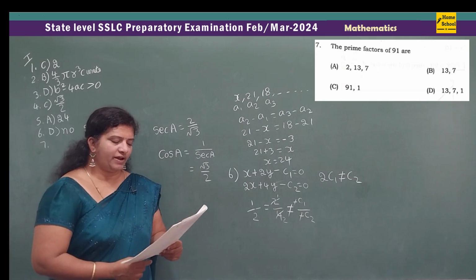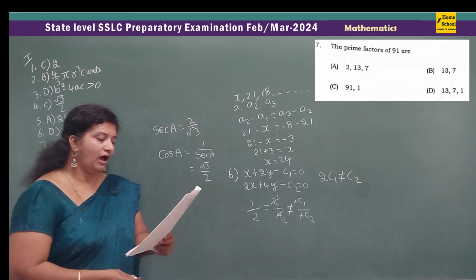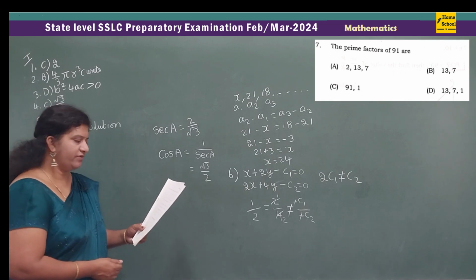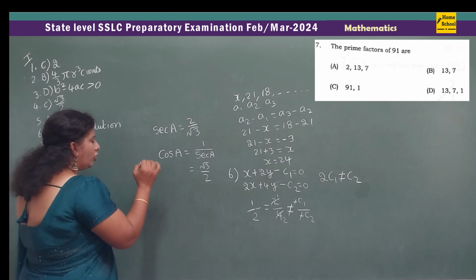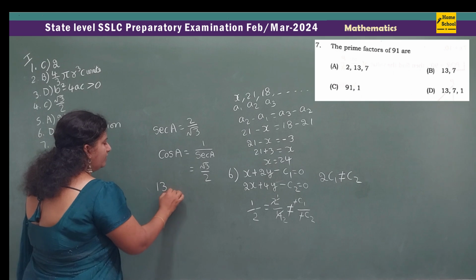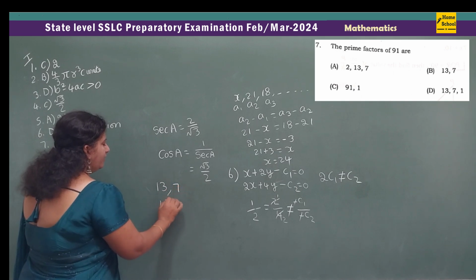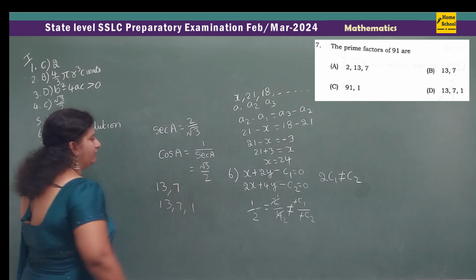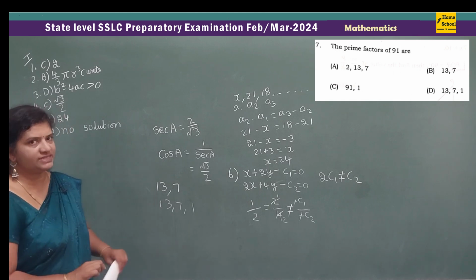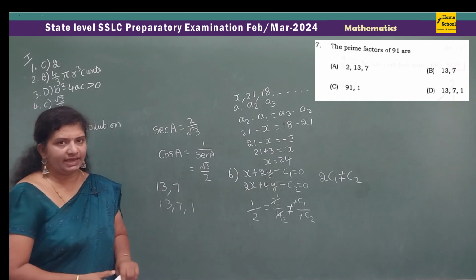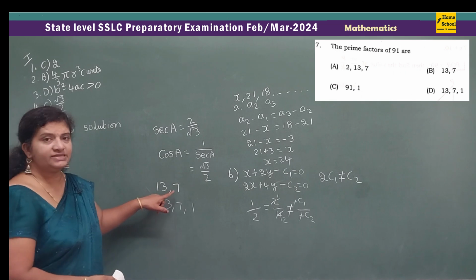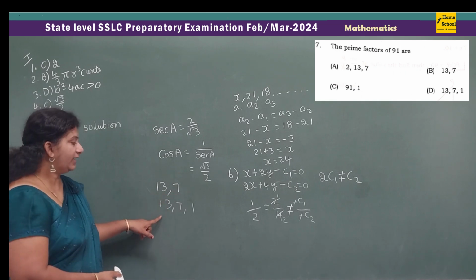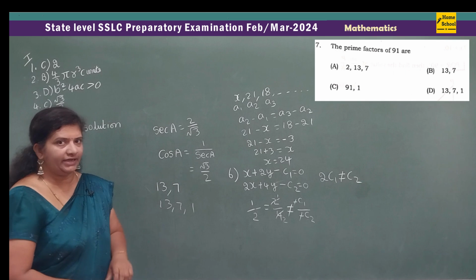Seventh one, the prime factors of 91 are. What are the prime factors of 91 here? In your options, you have 13, 7; 13, 7, 1. So which option are you going to select? Your number is 91. 13 sevens are 91. 13 into 7 into 1 is also 91.